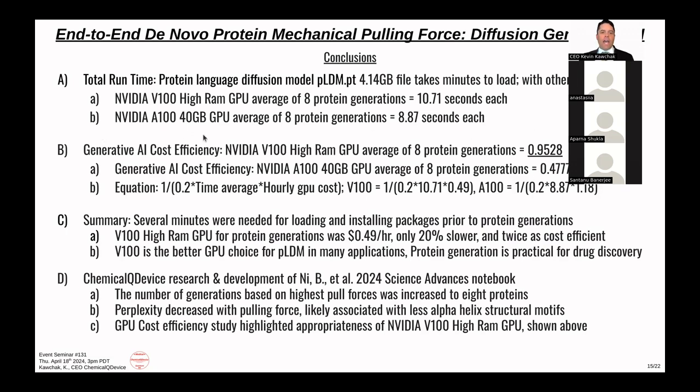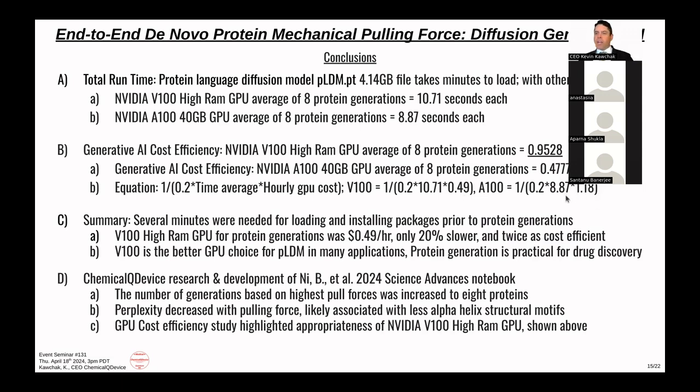And then I calculated a cost efficiency. This is basically with the NVIDIA V100 average, and I scaled this to close to 1, 0.95. Now for the A100, 0.47. And I base this basically on 1 over the scaling factor times the average time times the hourly GPU cost. So this is the calculation for the V100. 10.71 average time, 0.49 cents per hour.